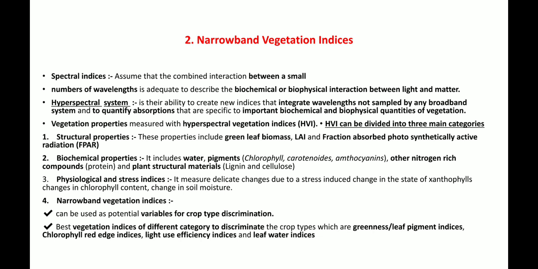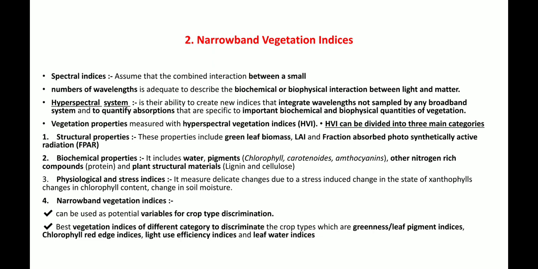Then the second one, biochemical properties like water and pigmentation. Pigment means chlorophyll, carotenoids, anthocyanins, other nitrogen-rich compounds like protein, and plant structural material like lignin and cellulose. These are the different biochemical properties which are useful to characterize or differentiate the crops. And then physiological and trace indices, which are the stress-induced stages or change in the xanthophylls, change in chlorophyll content, and change in soil moisture. Accordingly, differentiation of the chlorophyll content will characterize or classify the crops.